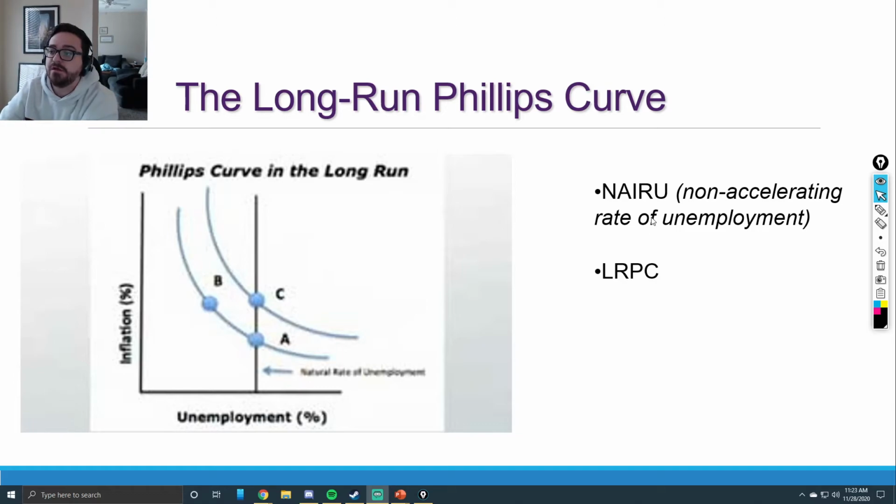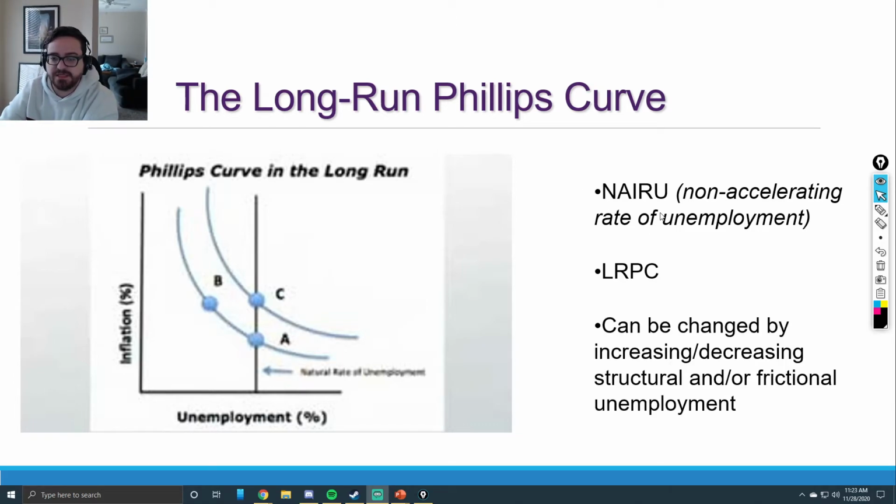That is where the LRPC is going to be. You could shift it. This is one tiny bullet of this LRPC: the vertical line can shift. It is possible because the NAIRU, same as the natural rate, is made up of just structural and frictional unemployment. That is unemployment due to your job becoming obsolete, and unemployment due to you wanting to move to a new place or a new job or career.